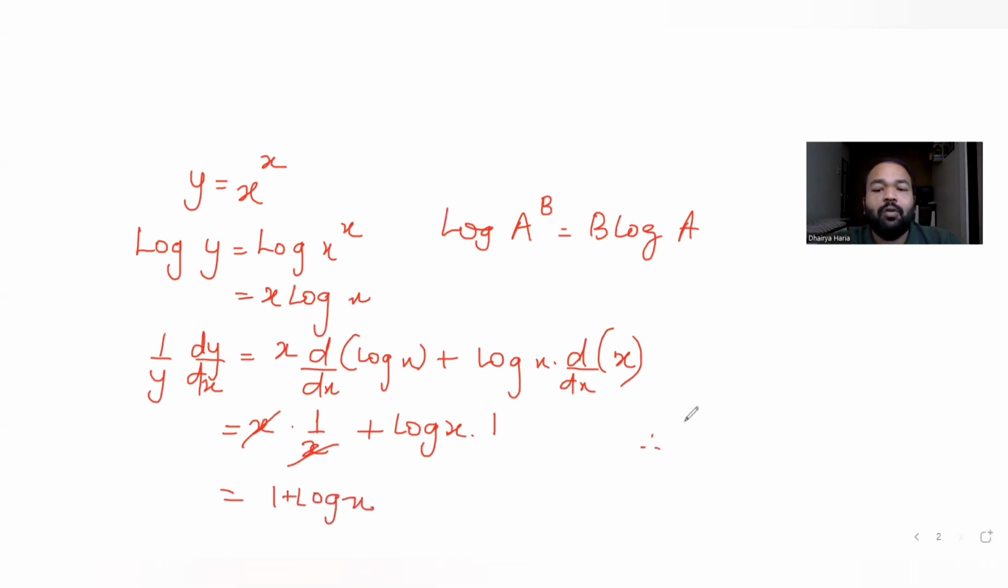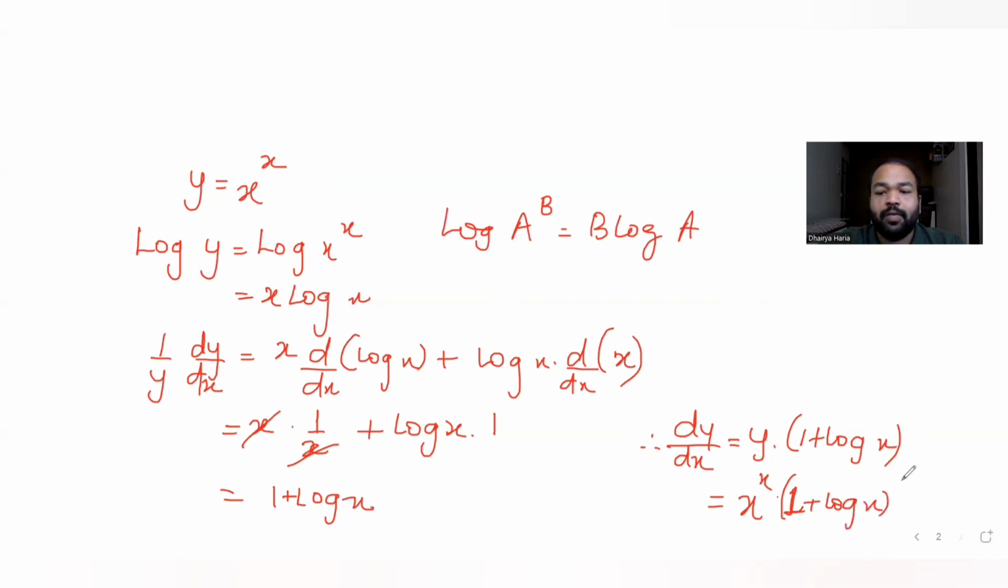Now, to understand the derivative, I have to take this y also to the right hand side. Therefore, the derivative of the function, dy by dx, becomes y into 1 plus log x. And you know y is nothing but x raised to x. So I'll write it in terms of x, and it becomes x raised to x into 1 plus log x, right? Now let's see if I can adjust a function and its derivative in the question.